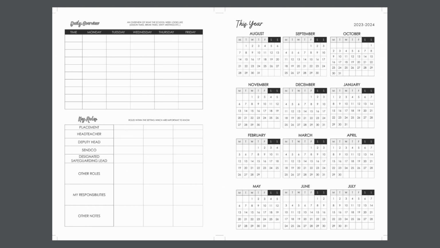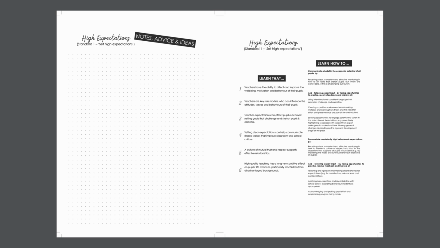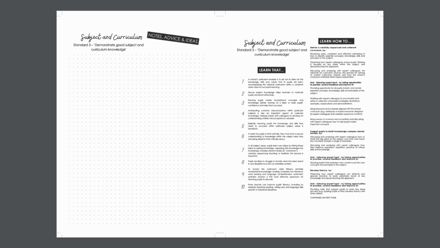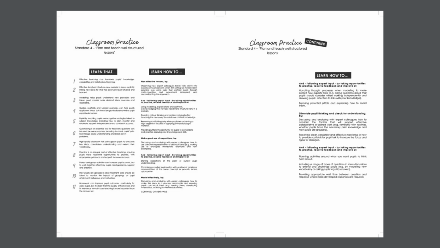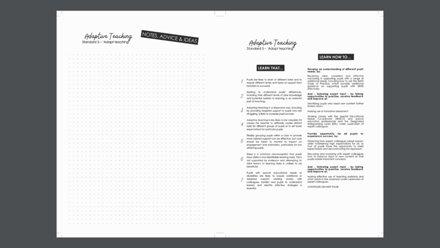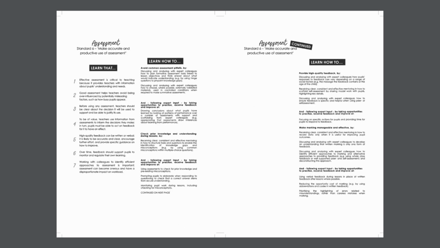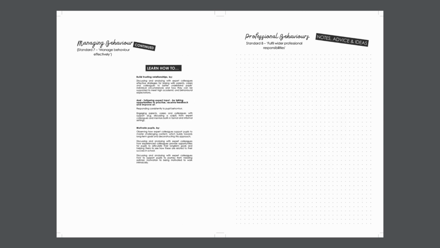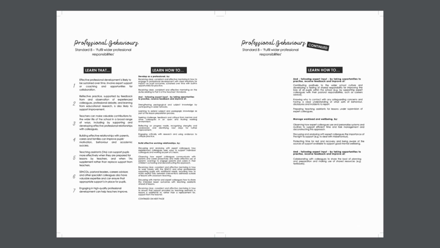We then go into the ITT framework. These are really useful pages for keeping track of your teacher standards and how you are achieving them and working towards them in your teacher training. The whole of the ITT framework is included, and each of the standards has a notes, advice and ideas page, with the ITT framework statements then following this.